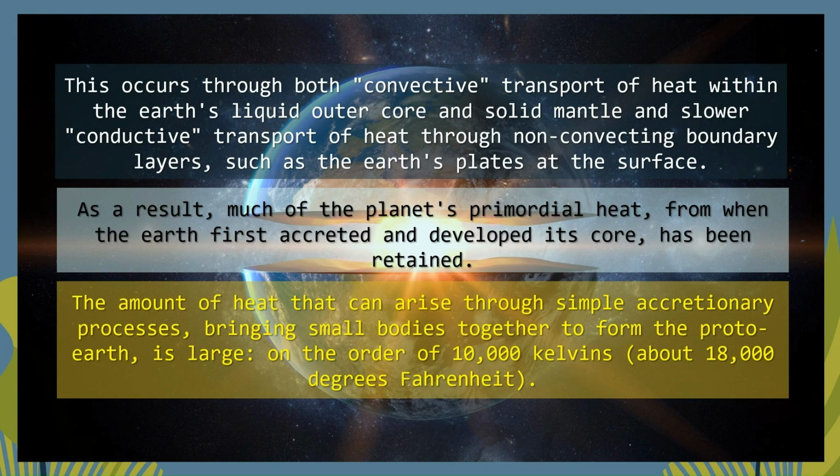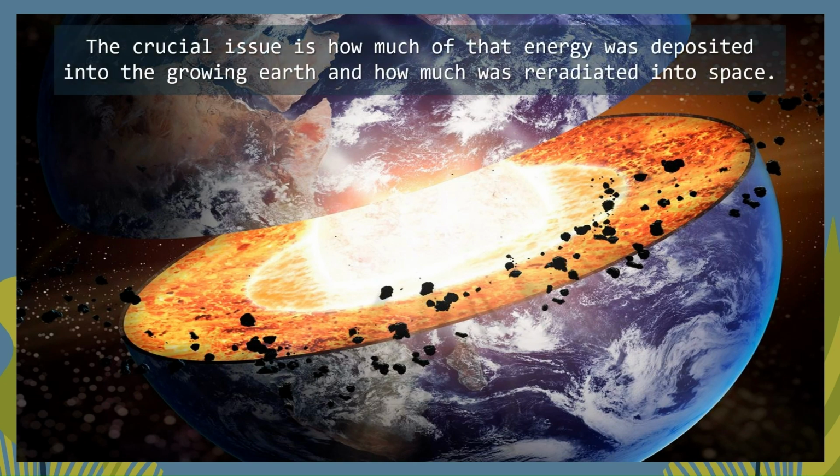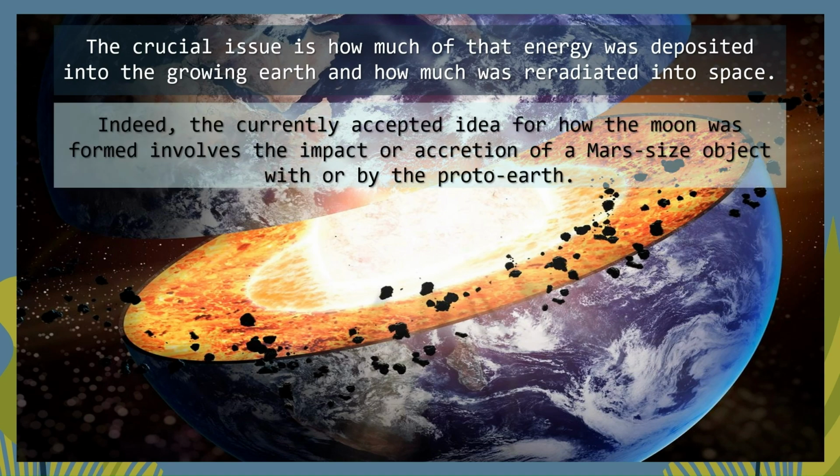So, ganun kainit yung ating proto-Earth at that time. So, to more understanding, ayan. So, the crucial issue is how much of that energy was deposited into the growing Earth and how much was radiated into space. So indeed, the currently accepted idea for how the moon was formed involves the impact or accretion of a Mars-sized object with the proto-Earth.